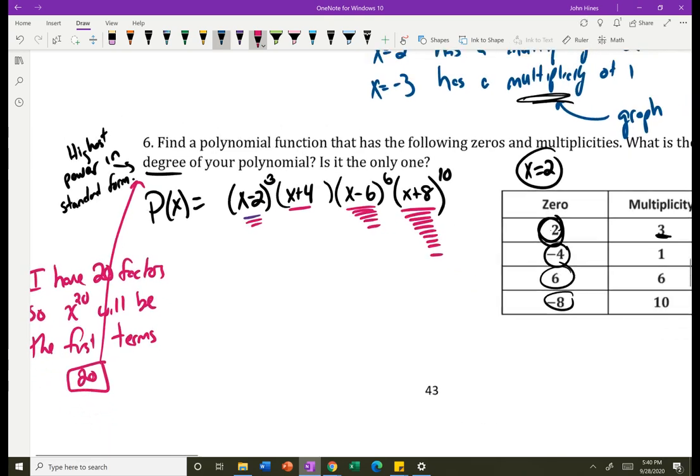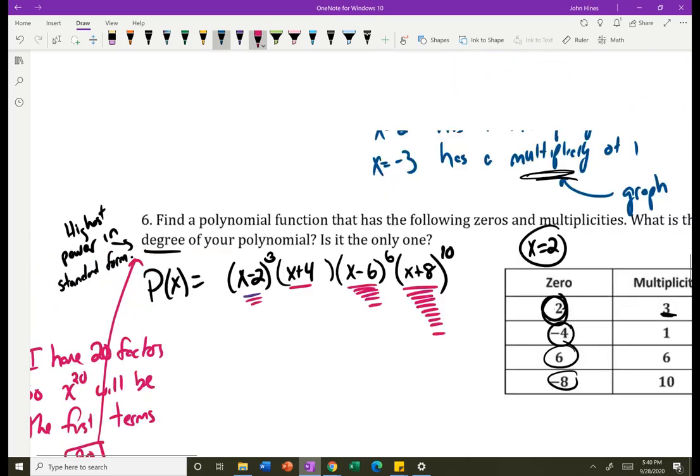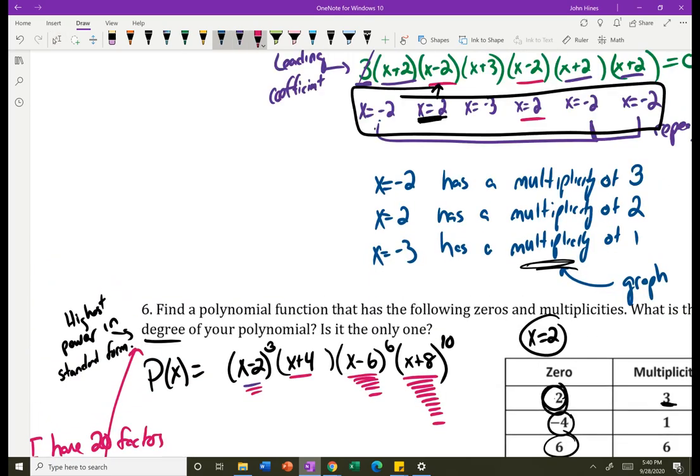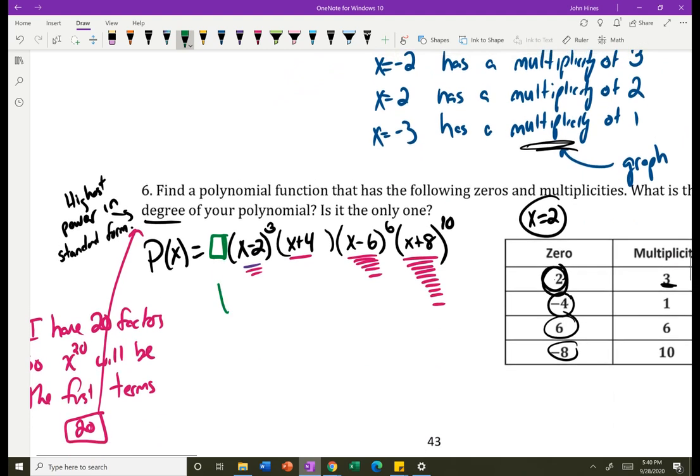And is this the only polynomial I can make? Well, the answer is no, because remember I said how that leading coefficient can kind of just show up. That 3 doesn't change the zeros at all. It doesn't change the degree. It's just a number that's multiplying and stretching my graph. I can put a -1 there. There's a lot of different numbers that can fill this leading coefficient space. I can put any non-zero number there.